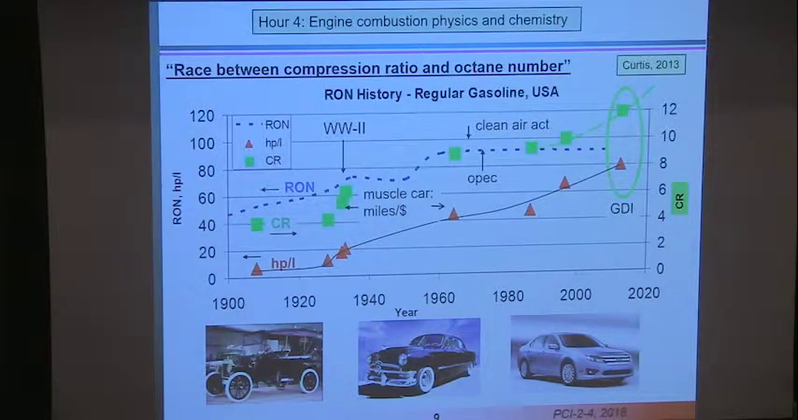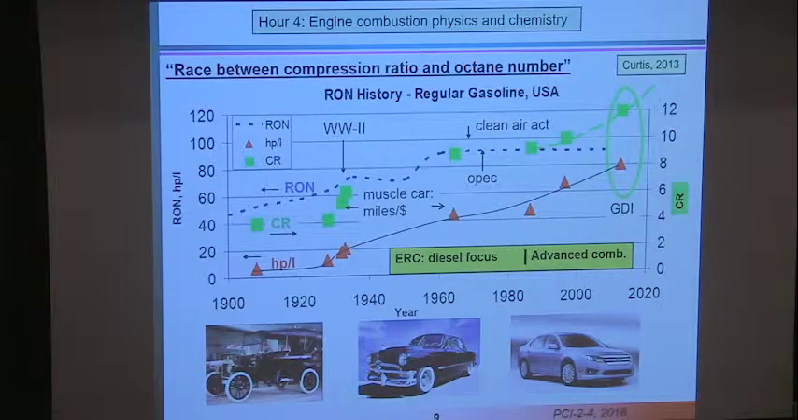Interesting thing is if you look at what's happened since like the 90s and 2000, there's been a steady increase in compression ratio, even though the RON, or the octane number of the fuel, has stayed pretty constant. And part of this has to do with improvements in the combustion strategy. So here we have gasoline direct injection instead of port fuel injection. So this is now leading to those advanced combustion regimes that we're going to be talking about.